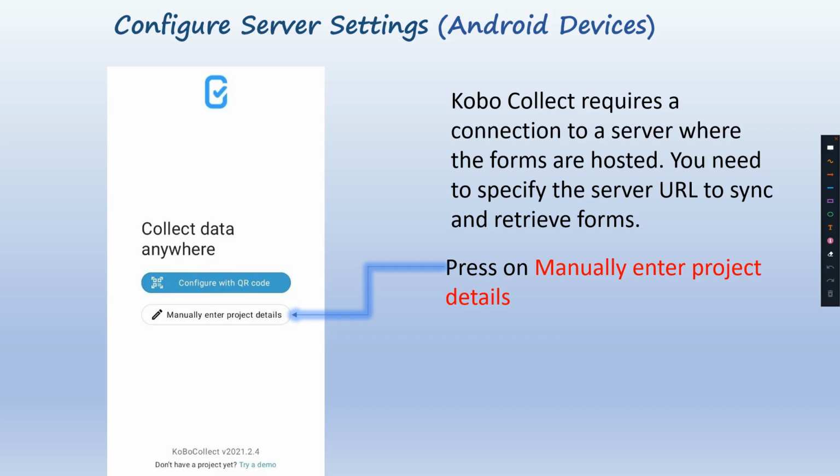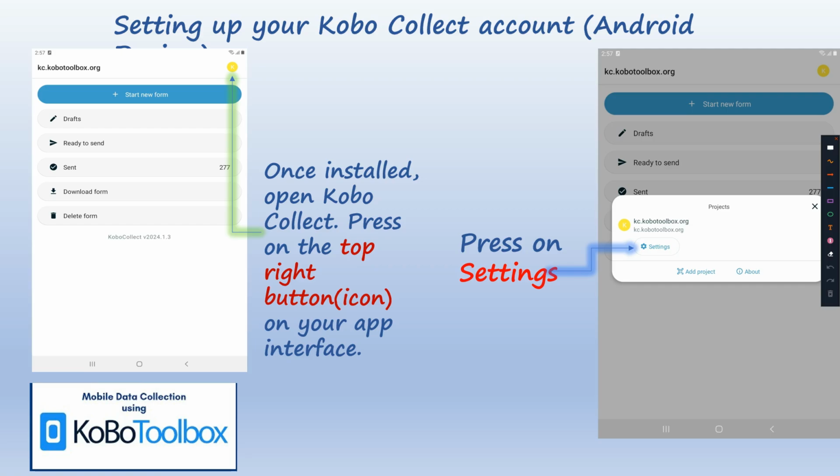So after installation, KoboCollect must be connected to the correct Kobo server where the questionnaires are stored. This is very important, because without the correct server settings, the application cannot retrieve forms. So when setting up, open KoboCollect, select manually enter project details. This allows the device to connect directly to the Kobo server, but you will need the correct URL to be able to connect to it.